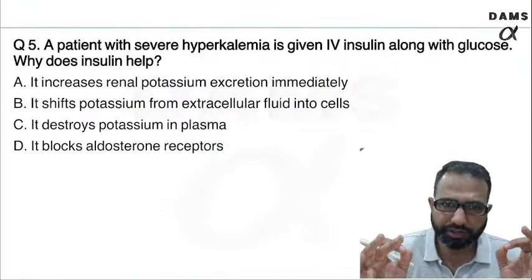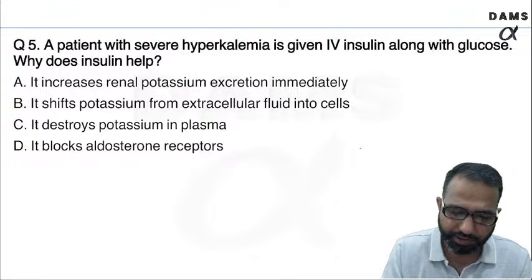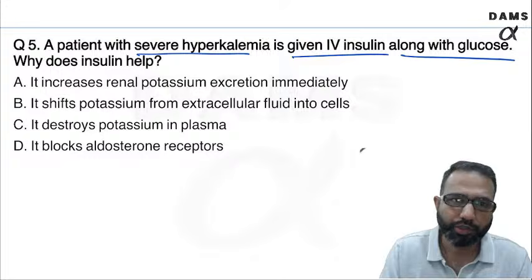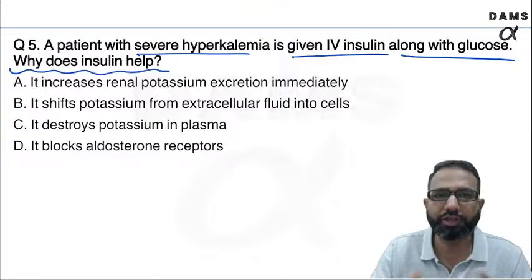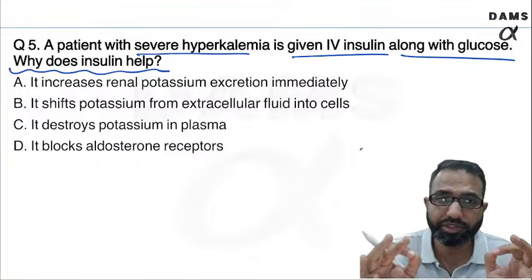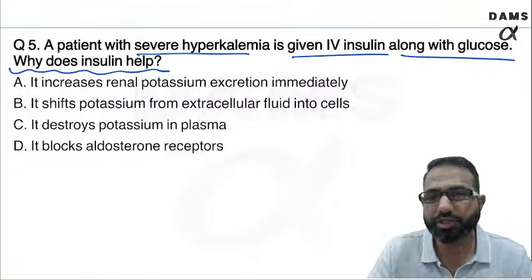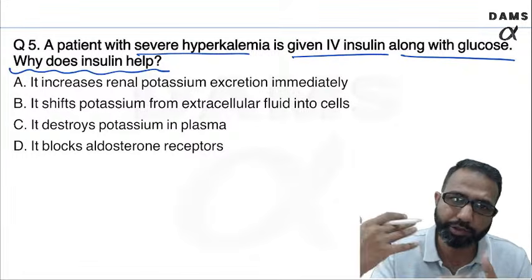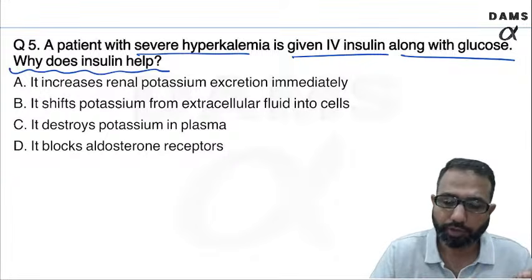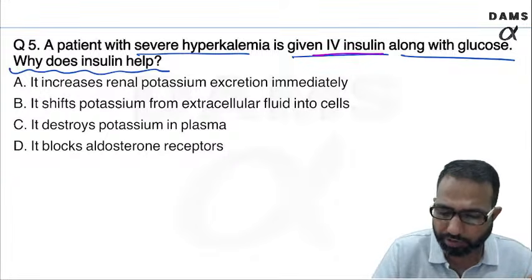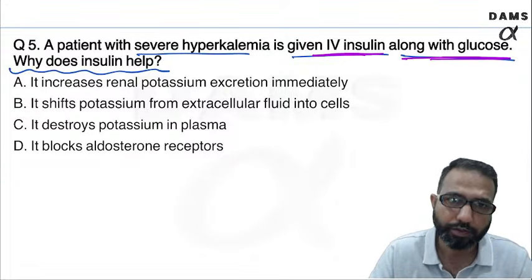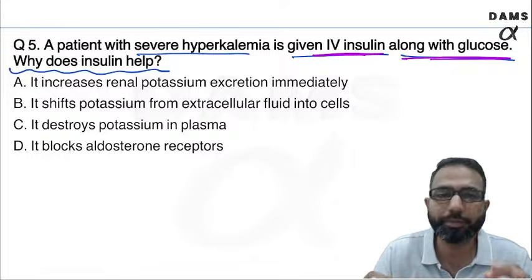A patient with severe hyperkalemia is given IV insulin along with glucose. Why does insulin help? In the previous question I told you about this. When you give the insulin, it shifts the potassium intracellularly. Potassium is an intracellular ion. Remember, insulin should be given with glucose, because if you give insulin alone there is a risk of hypoglycemia. So in these patients, to manage the hyperkalemia, we give the insulin.